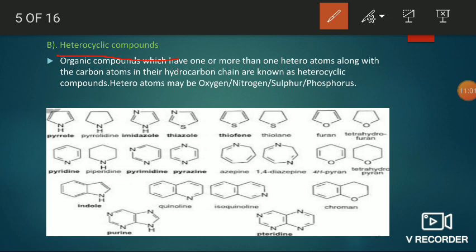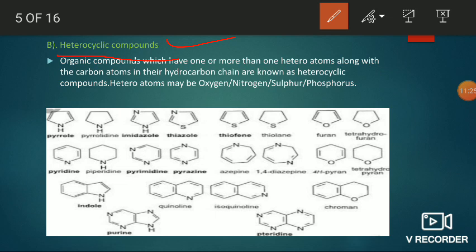Next one is heterocyclic compounds. The cyclic compounds are classified into two types. One is homocyclic or carbocyclic, and the second one is heterocyclic compounds. In homocyclic compounds, they may be alicyclic or aromatic. In aromatic, they may be benzenoid or non-benzenoid.